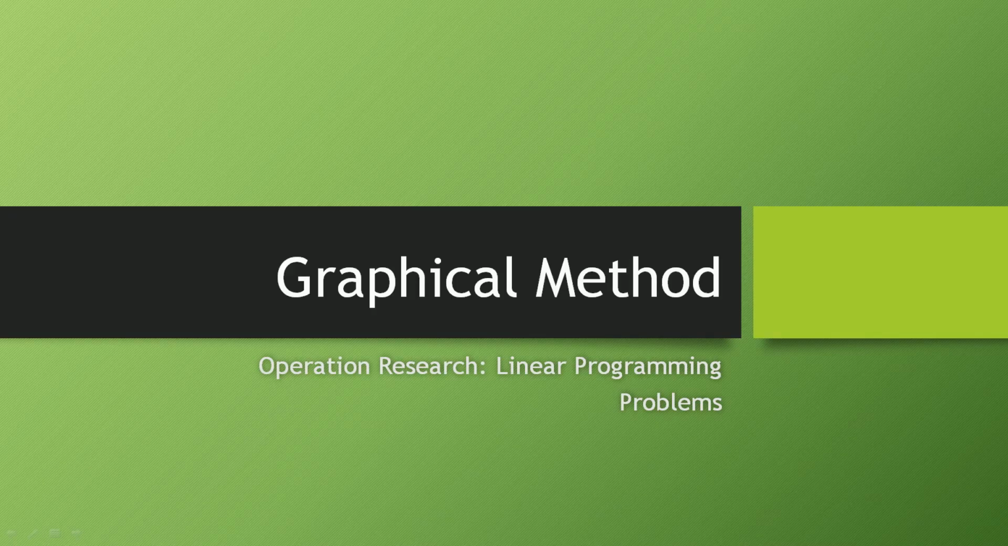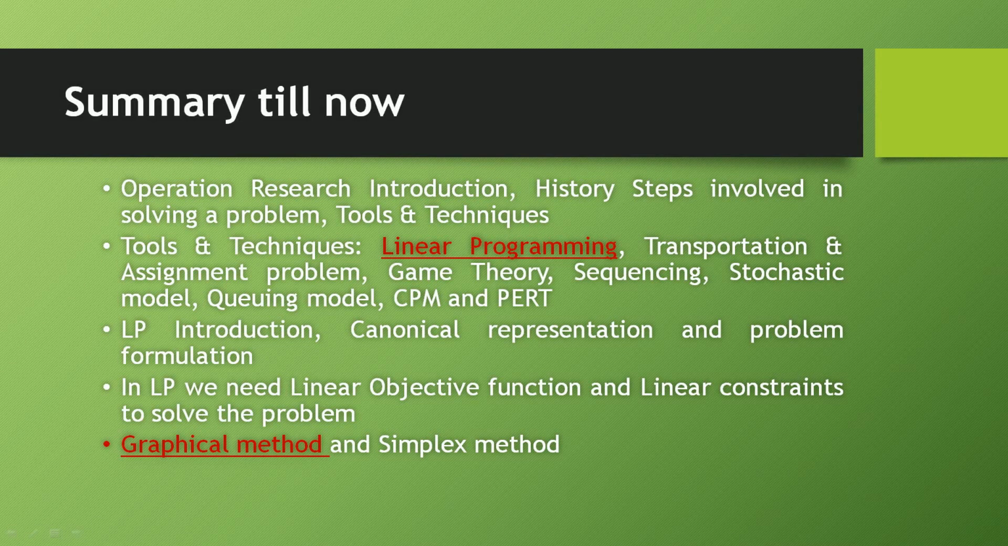Today's lecture we will learn the graphical method of linear programming to solve numerical problems. In previous lectures we studied the introduction of operational research, its history, steps involved in solving a problem, and tools and techniques of operational research. The tools and techniques of OR are linear programming, transportation and assignment problem, game theory, sequencing, stochastic model, queuing model, CPM, PERT, LP introduction, canonical representation of LP, its problem formulation. In LP we need a linear objective function and linear constraints to solve the problem. Today we are focusing on the graphical method of linear programming to solve numerical problems.